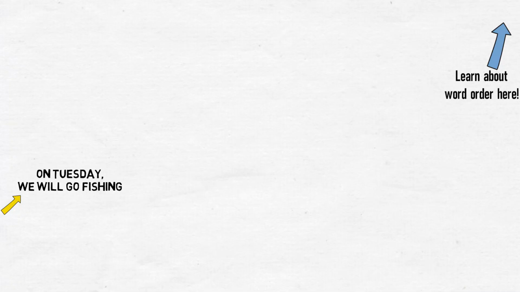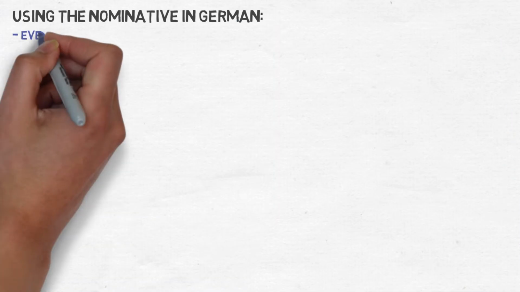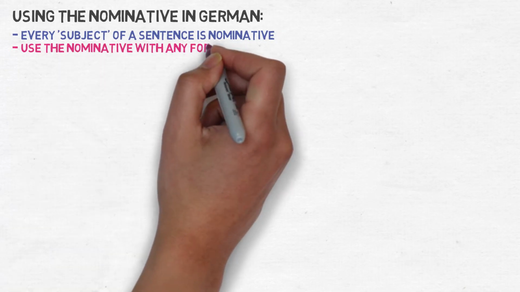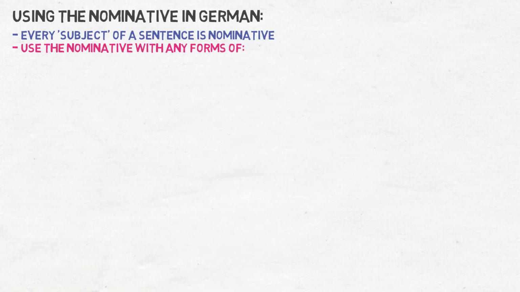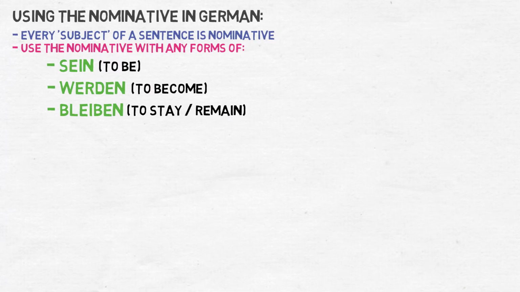So, now that you know what the nominative is, let's talk about when to use it. In German, the subject of every sentence will be in the nominative case, and all sentences that aren't one-word answers like yes or no, or an instruction like go home, will have a subject. In German, we also use the nominative after any forms of the verbs sein, to be, werden, to become, and bleiben, to stay, or in this case, to remain.